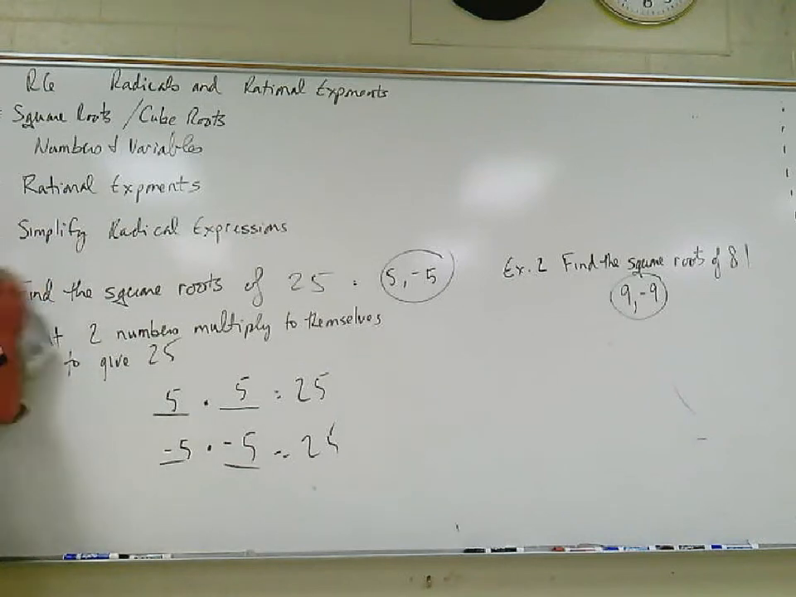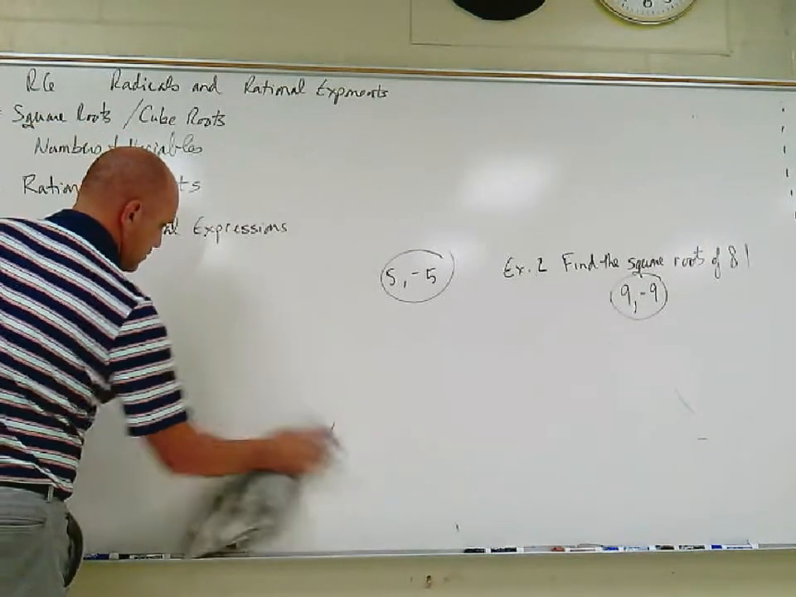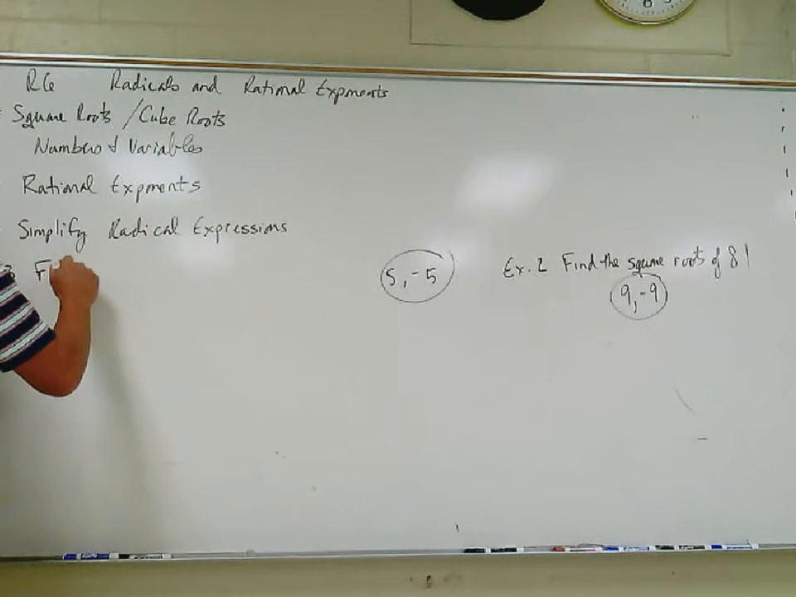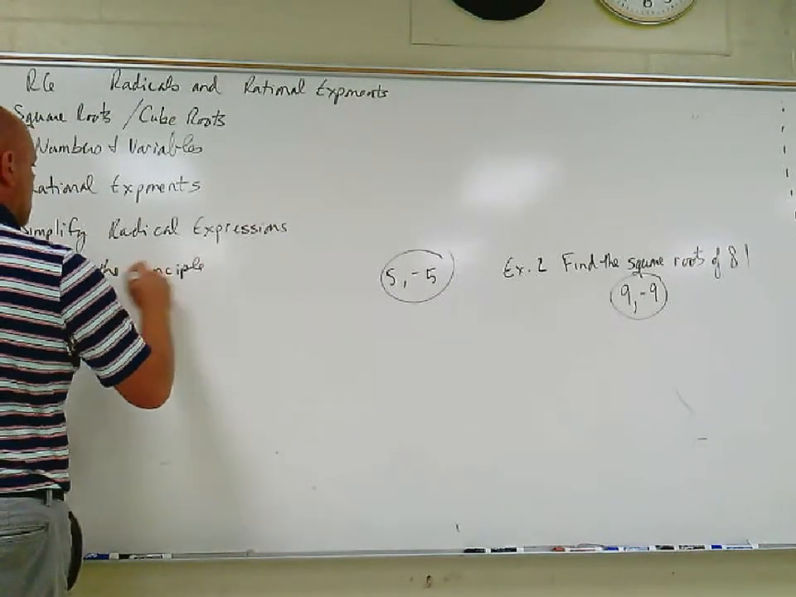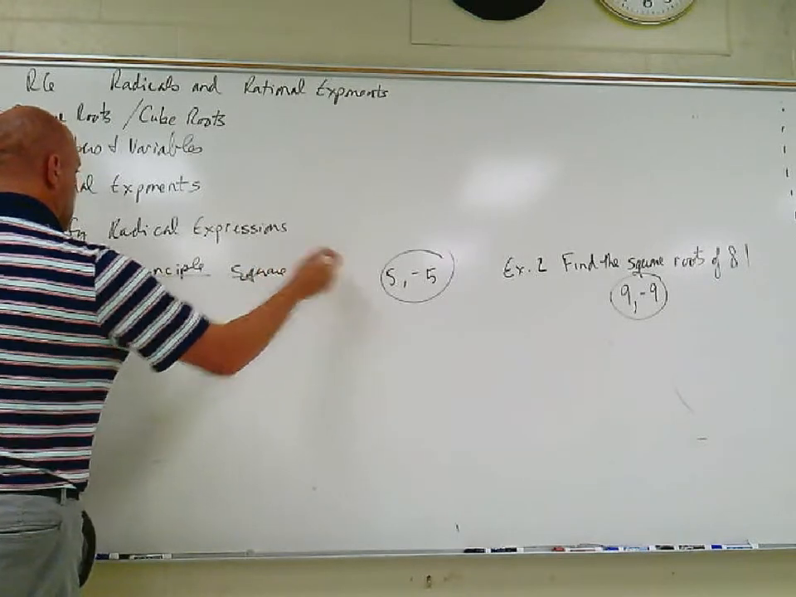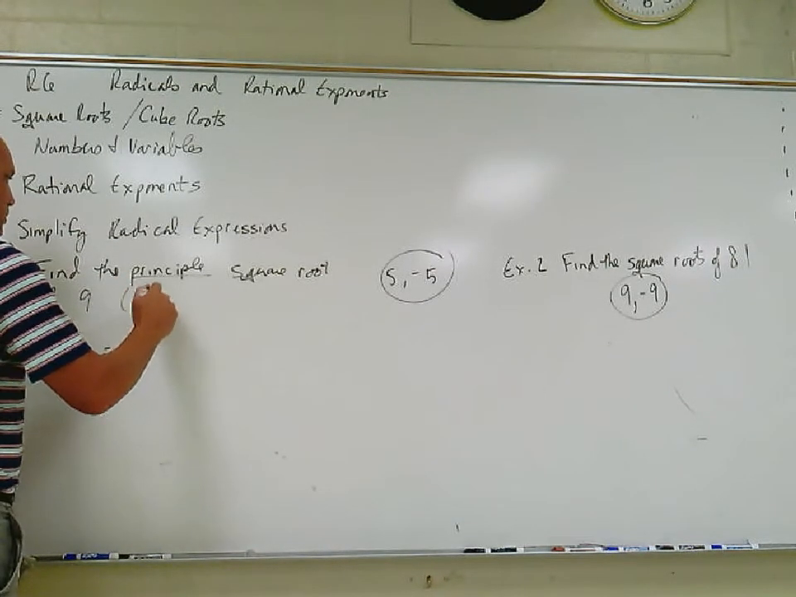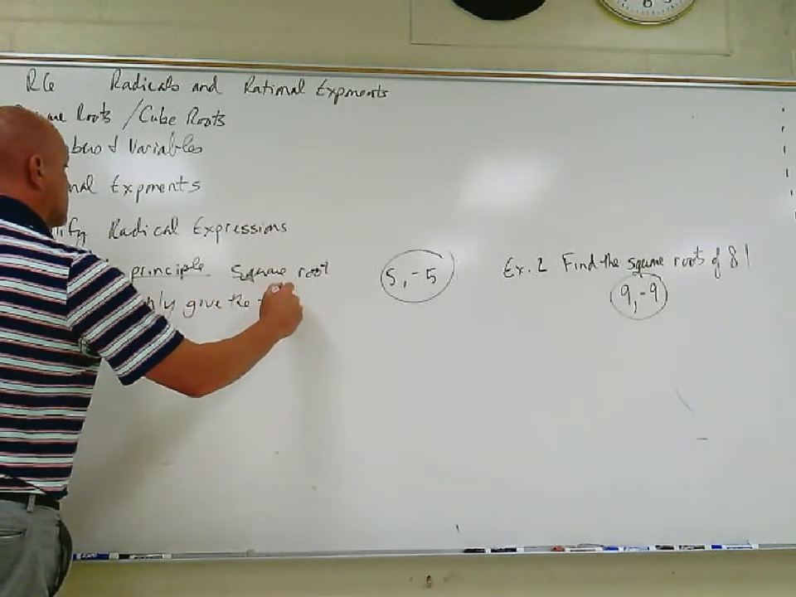So if I give you example 3 here, if it says find the principal square root of 9, then it means this square root of 9. And the answer is just positive. So you only give a positive answer. Only give the positive answer. Okay.